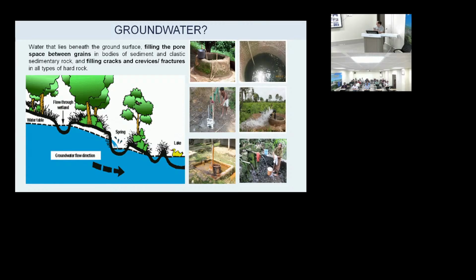And we can see groundwater in the form of a dug well, or in the form of a hand pump or bore well, or springs. So all these are groundwater. The water that lies beneath the Earth's surface is known as groundwater.